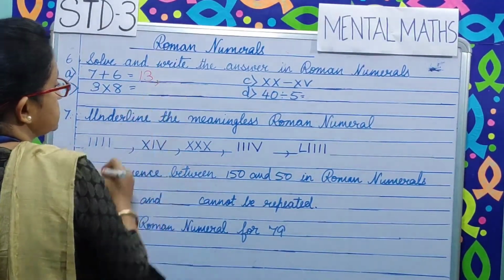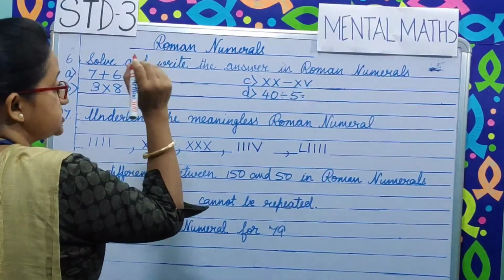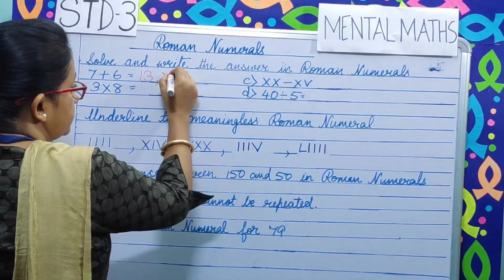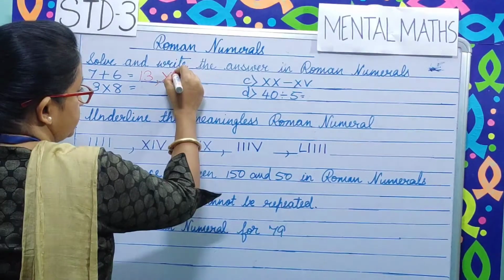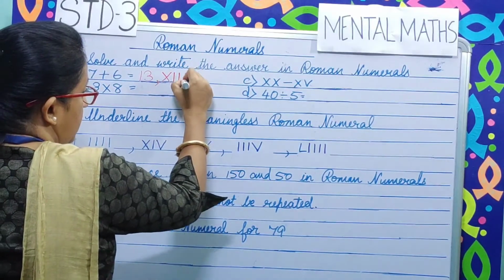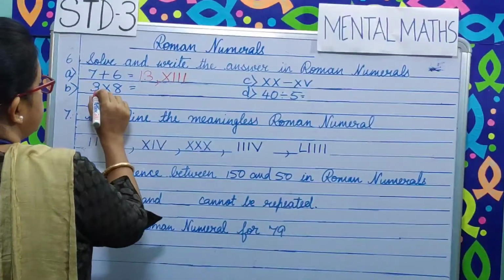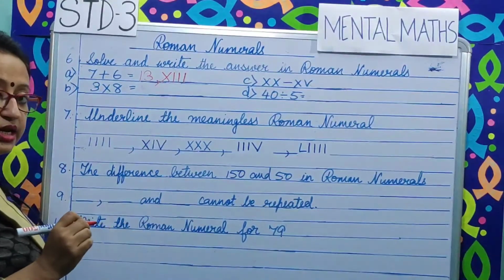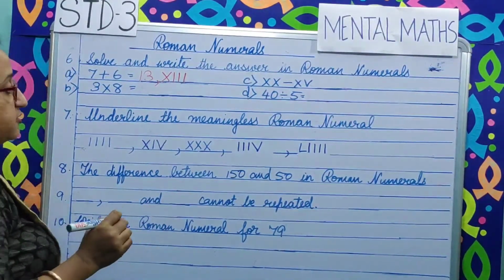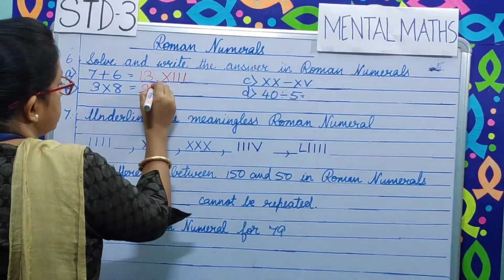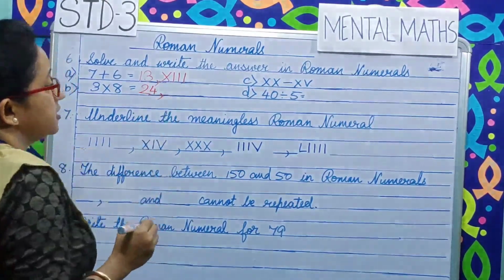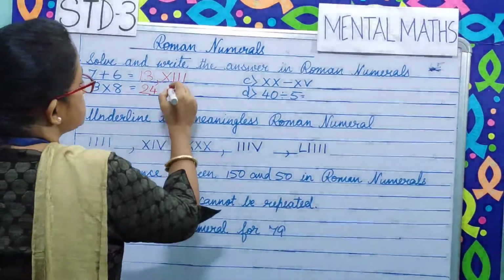So, how do we write this in Roman numerals? 10 plus 3. So, 10 we write as X plus 3 means III, makes it 13. 3 into 8. 3 into 8 is 24. 3 8s are 24. Now, how do we write this in Roman numerals?